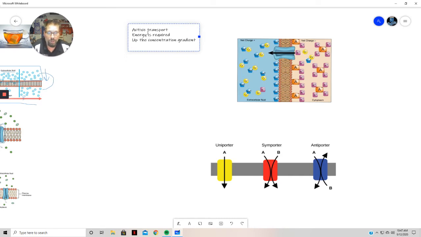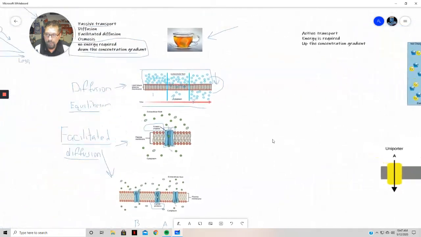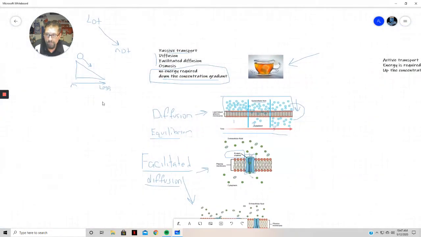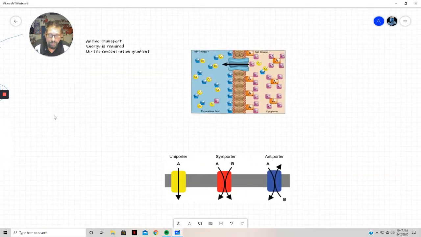So let me do a little drawing here. Let me close out of this. Now, actually, let's just slide over here. And where's that drawing? Okay, yeah, here's the drawing for passive. Okay, when we went down, we're going down the concentration gradient, and we're moving from where there's a bunch of it to where there's less. Okay, now we're going to do the exact opposite of that.